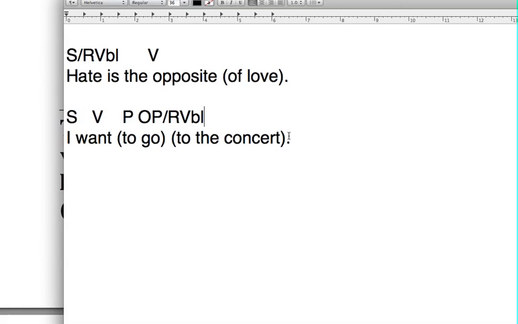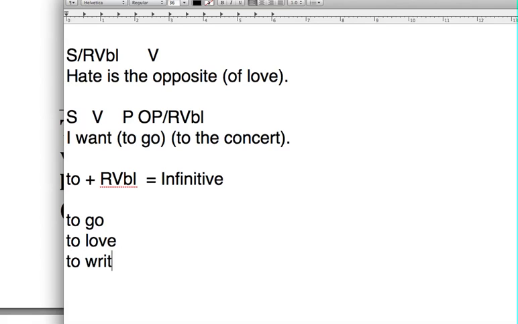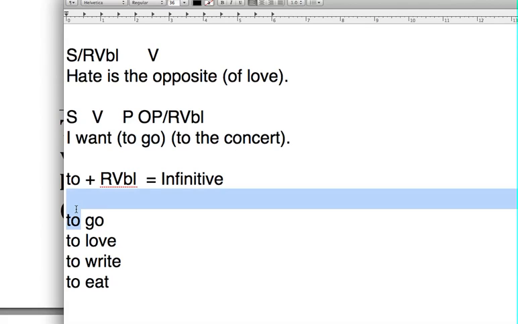This, by the way, this construction, to go, to plus an RVbl, this is also what we call an infinitive, okay, in English. So, to go, or to love, or to write, or to eat, okay? Anything to plus a verb, plus a root verb, or root verbal in this case, to plus the RVbl, that's what we would call an infinitive.